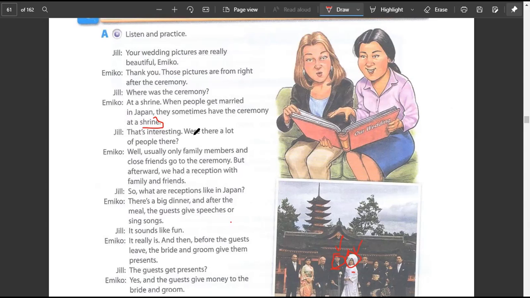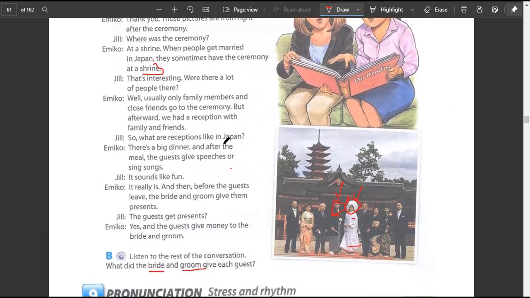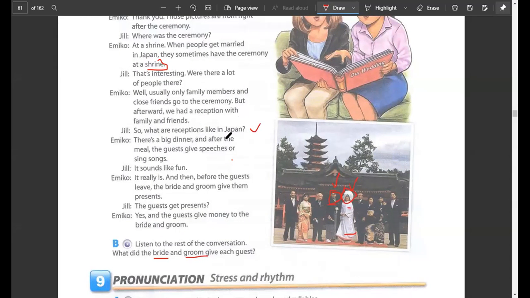Were there a lot of people there? Mm-hmm. Well, usually only family members and close friends go to the ceremony. But afterward, we had a reception with family and friends. Yes. So what are receptions like in Japan? There's a big dinner. And after the meal, the guests give speeches or sing songs. Mm-hmm.